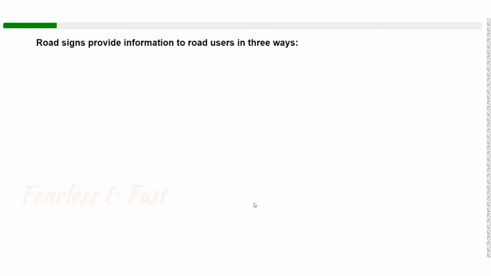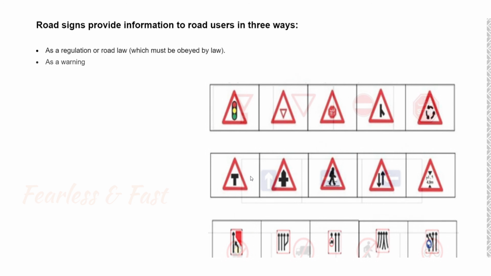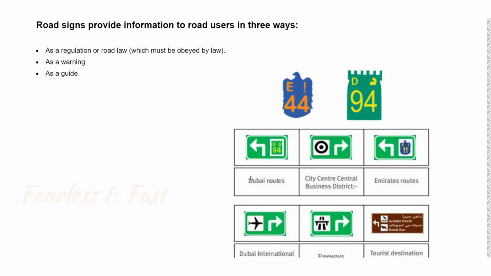Road signs provide information to road users in three ways: as a regulation or road law which must be obeyed by law, as a warning, as a guide.